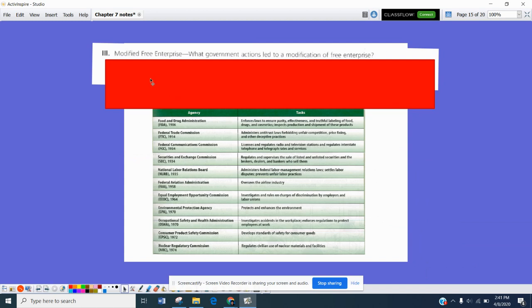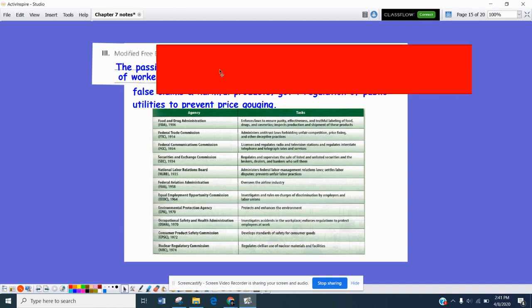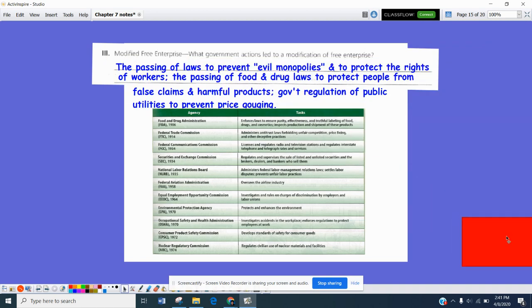All right, pre-modified or the modified free enterprise. What government actions led to the modified free enterprise? And a lot of it is passing of laws that prevented evil monopolies and to protect the rights of workers. So the passing of food and drug laws to protect people from false claims and harmful products, government regulation of utilities to prevent price gouging.